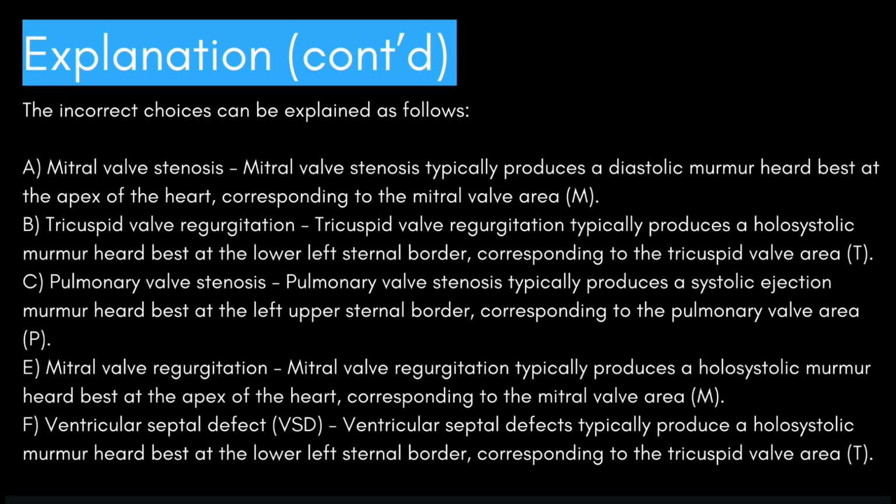Pulmonary valve stenosis. Pulmonary valve stenosis typically produces a systolic ejection murmur heard best at the left upper sternal border, corresponding to the pulmonary valve area. Mitral valve regurgitation. Mitral valve regurgitation typically produces a hollow systolic murmur best heard at the apex of the heart, which corresponds to the mitral valve area. Ventricular septal defect. Ventricular septal defects typically produce a hollow systolic murmur heard best at the lower left sternal border, corresponding to the tricuspid valve area.